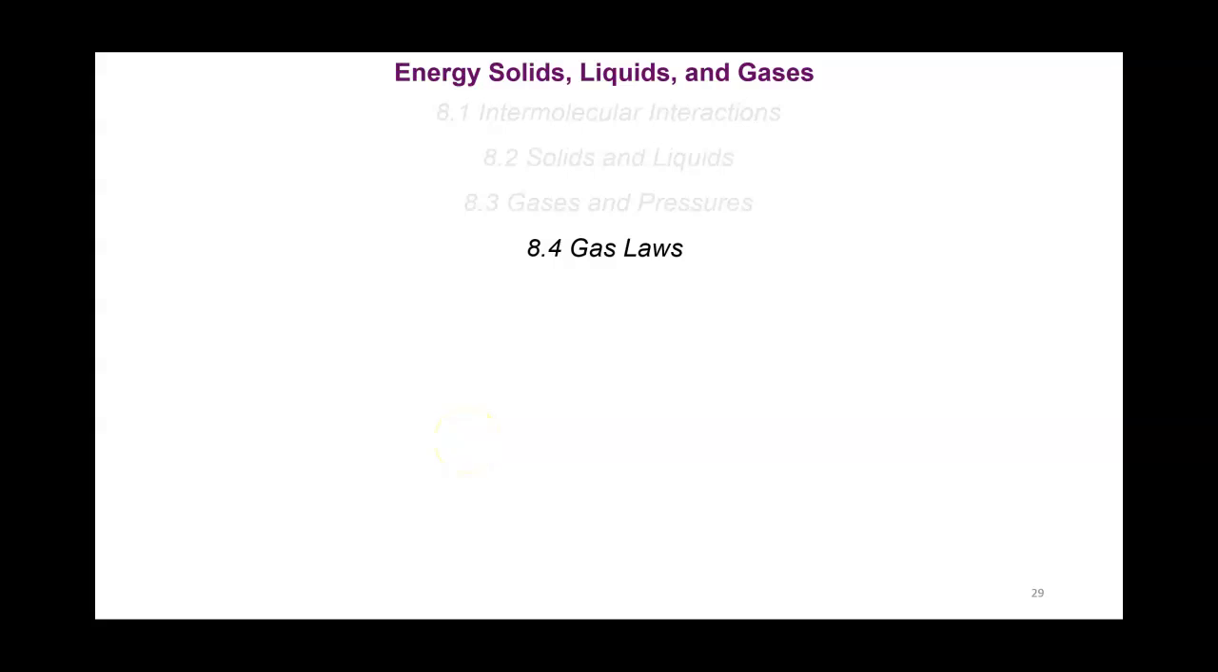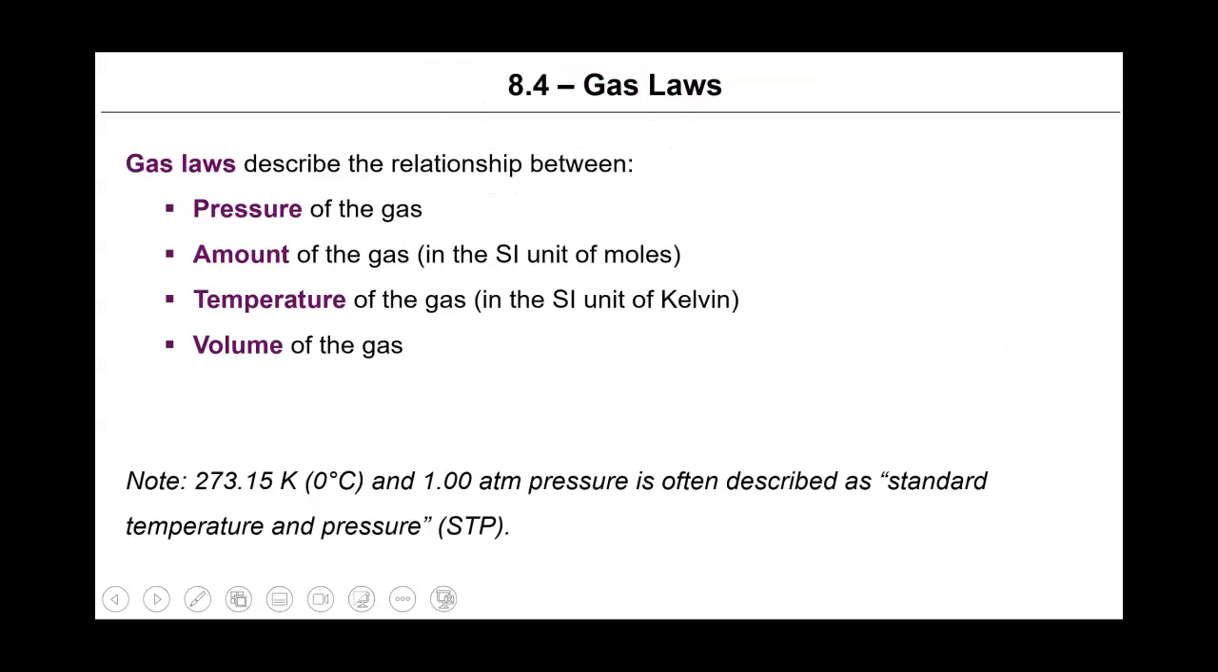In section 8.4, we discussed the gas laws. The gas laws are a series of mathematical relationships between the different parameters that characterize a gas. Gas laws describe the relationship between the pressure of the gas, the amount of the gas, which will always be in the SI unit of moles, the temperature of the gas, which will always be in the SI unit of Kelvin, and the volume of the gas.